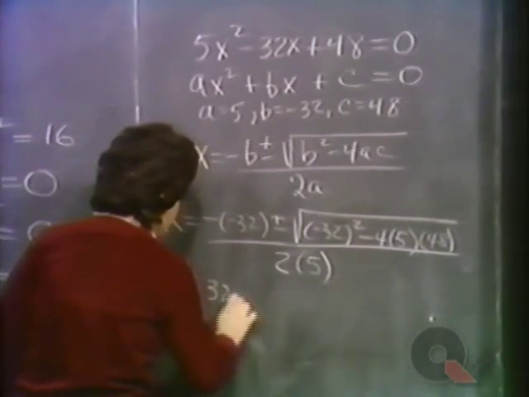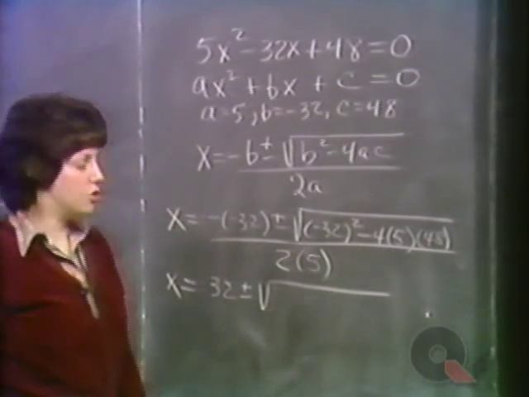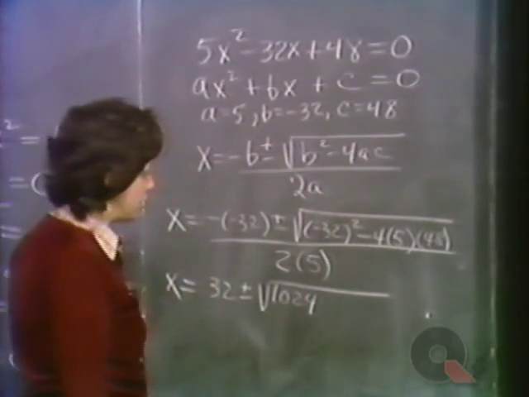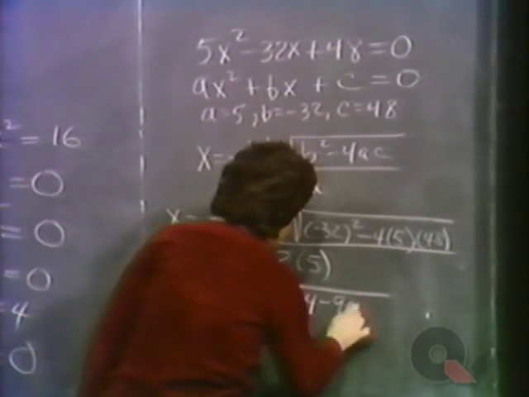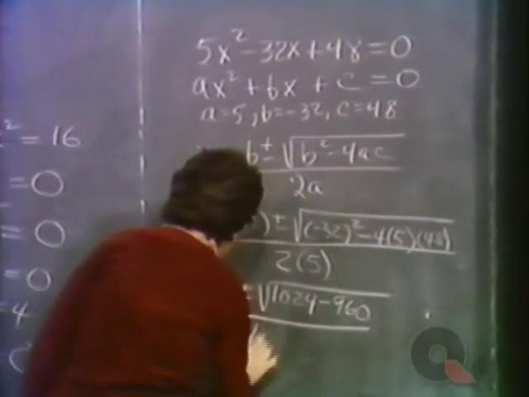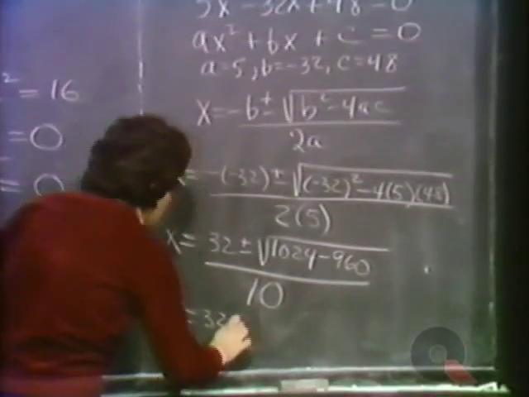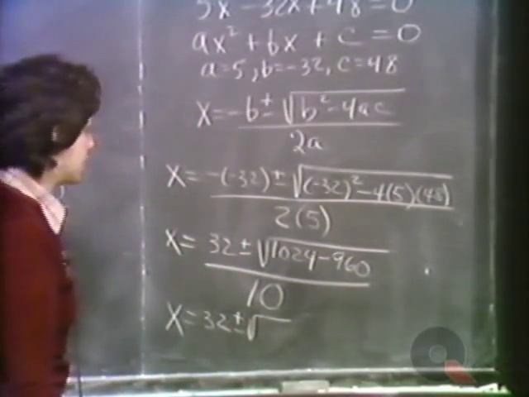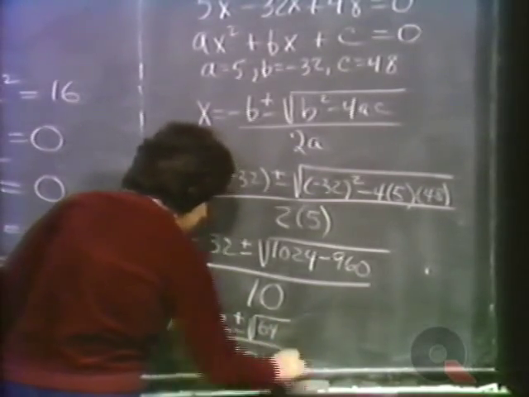Minus minus 32, that's 32, plus or minus the square root of. Now, minus 32 squared is the same as 32 squared, that comes out to be 1,024 if you go over to the side and do that multiplication. Take away 20 times 48, that's take away 960, over 10. So we get here x equals 32 plus or minus the square root of, now 1024 take away 960, that gives us 64, which is, of course, a perfect square, over 10.